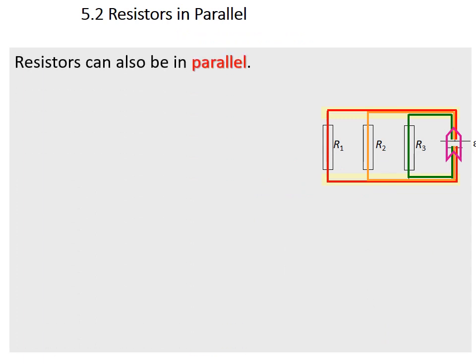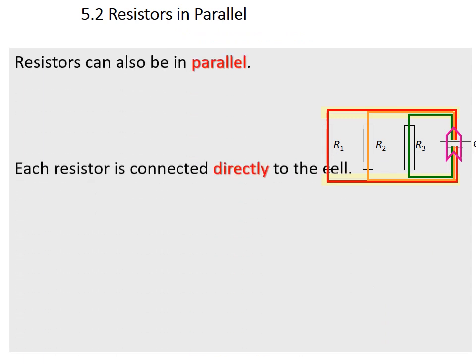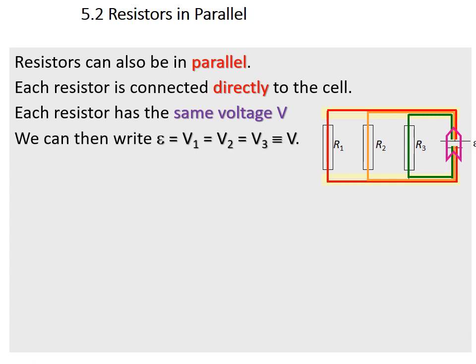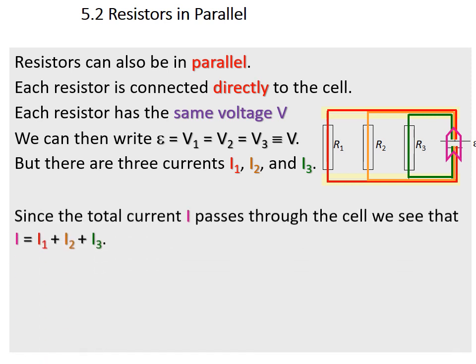Well, resistors can also be wired in parallel, which means each of the resistors has an independent connection to the battery, or each resistor is directly connected to the battery. That means they all get the same voltage as the battery. If this battery is 9 volts, then there's 9 volts across R1, 9 volts across R2, and 9 volts across R3. But there are 3 currents. There is a current going through R1, R2, and R3, and they may not be equal. They have the same voltage, but they don't necessarily have the same current.